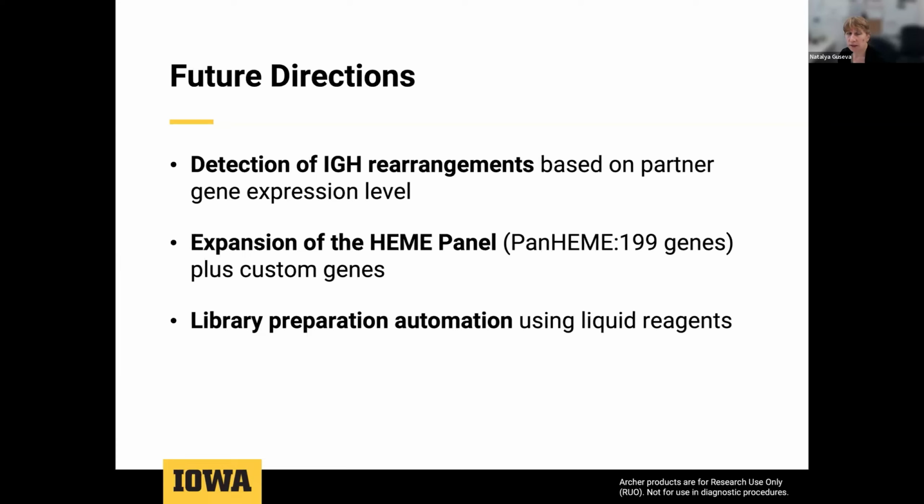And we also would like to go for library preparation automation. Archer expanded to liquid reagents, and lately we have increased our research samples. So it takes quite a bit to prepare this library now.